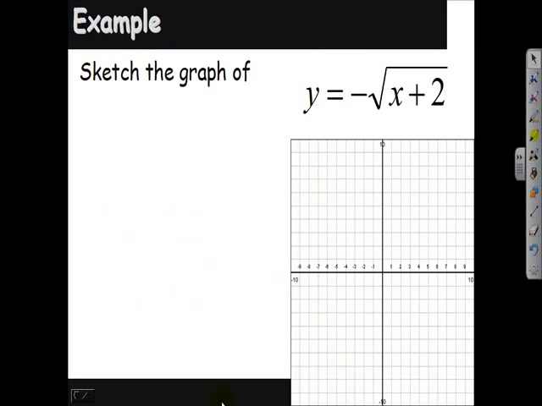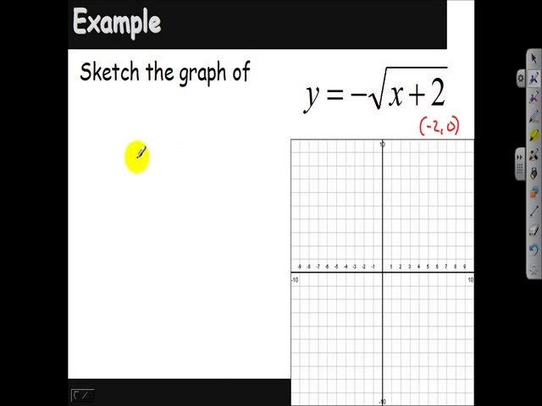Here's another example. We're going to sketch the graph of y equals negative root x plus 2. So let's take a look here and see if we can determine a key point. It looks like a key point would be at, let's see, this is going to shift to the left 2, and there's no shift up and down, so it'll be at negative 2 comma 0.